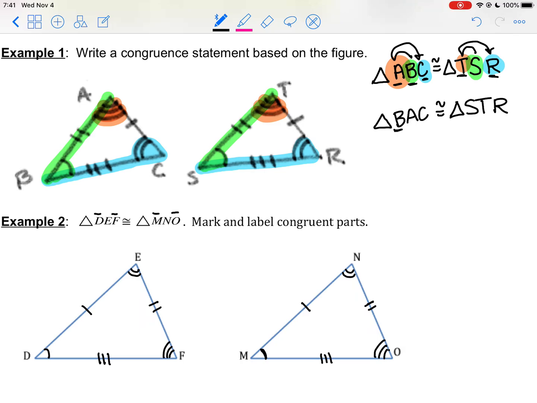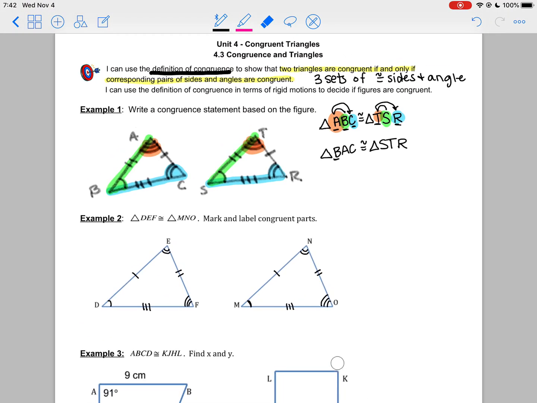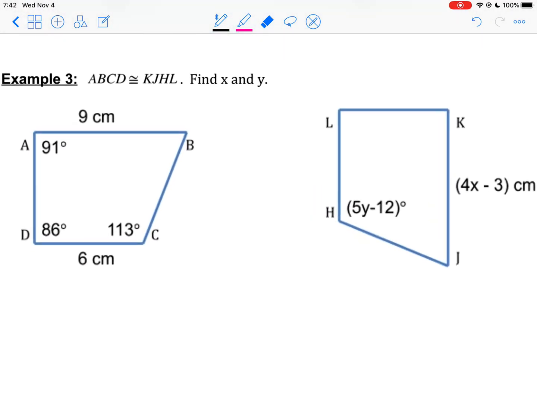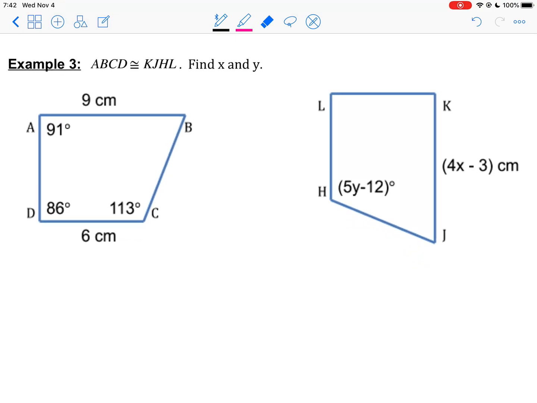Your triangles aren't always going to be in the same orientation like these are, where our angles exactly line up, and that's when the names of them are going to be even more important. Alright, so here's an example of 2 that are not set up exactly the same, but these are trapezoids, and we'll talk about what makes a trapezoid.